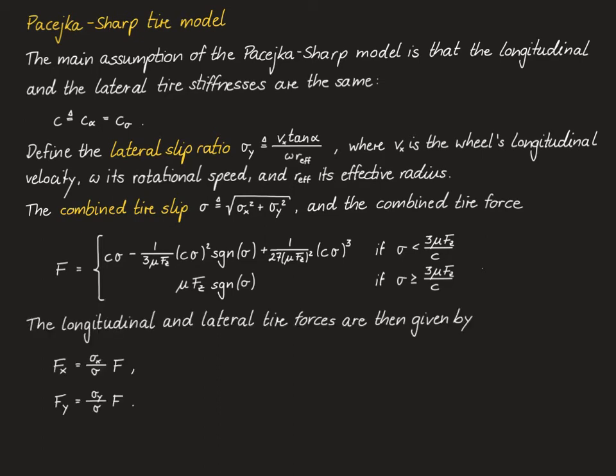The longitudinal and lateral tire forces are then given by their corresponding share of the combined tire slip. So for the longitudinal tire force, we need to take the fraction between the longitudinal tire slip and the combined tire slip times the combined tire force. And for the lateral tire force, we need to take the lateral tire slip divided by the combined tire slip times the combined tire force.